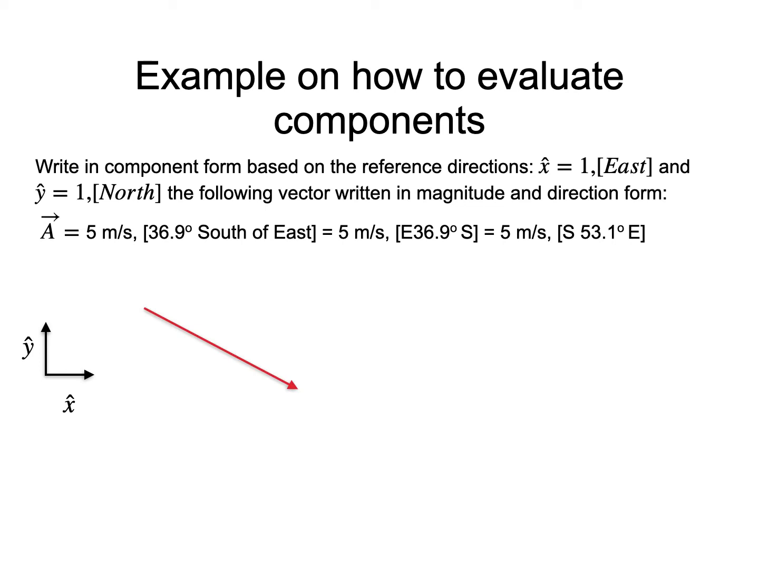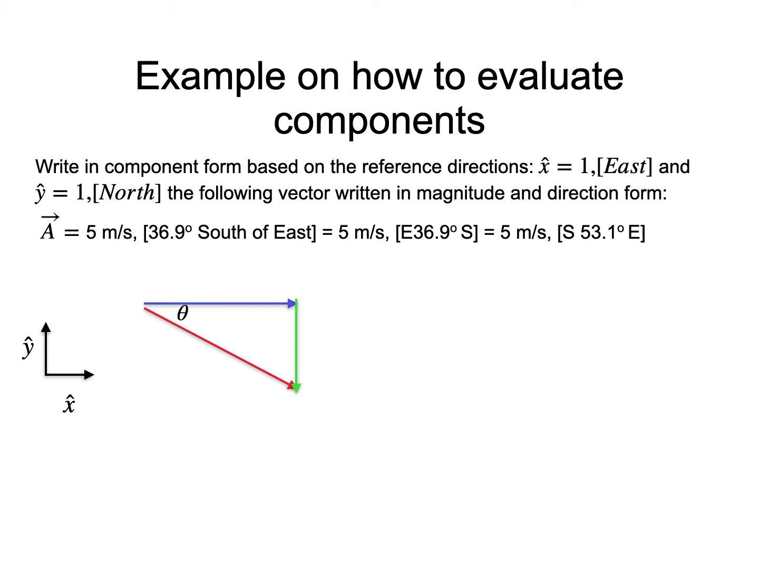Since we are interested in its components, we will show this vector as a sum of 2 vectors parallel to the reference directions. We will choose the letter theta for the angle of deviation of vector A compared to the eastward direction.